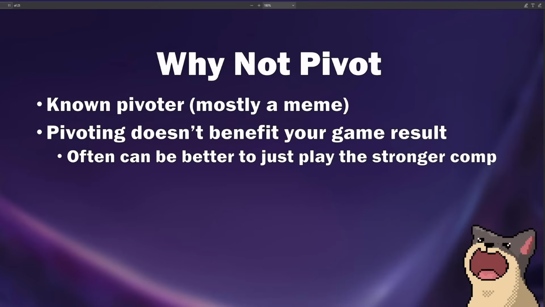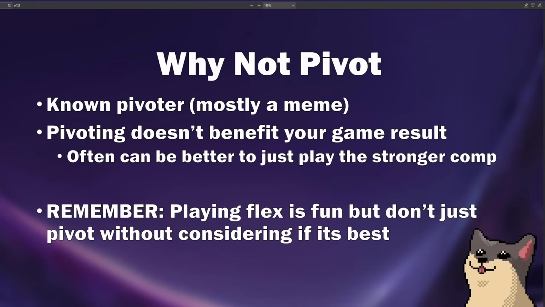Even if you're contested and you both go bot 4, the chances are if you pivot to a weaker comp, sometimes you just guarantee yourself a bot 4 if you don't have a spot for that comp and you're just playing it for the sake of being uncontested. So keep that in mind, right? Playing flexibly is fun, but don't just pivot without considering if it's best for your own game plan. Think about the current comp that you're playing and what you want to pivot to, and ask yourself, does my placement actually improve if I change my board?